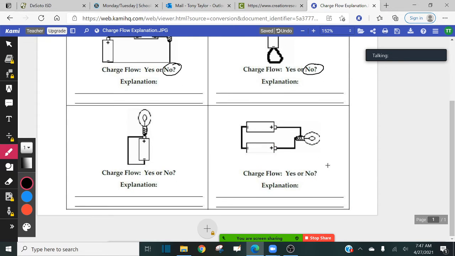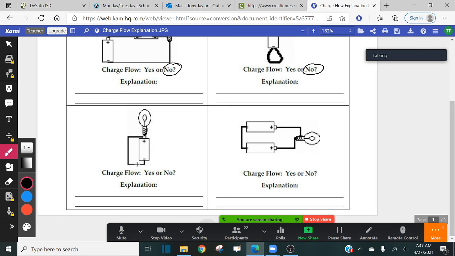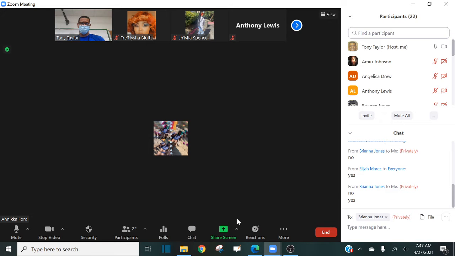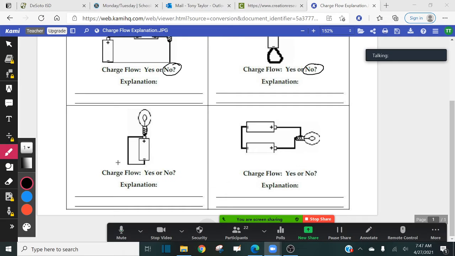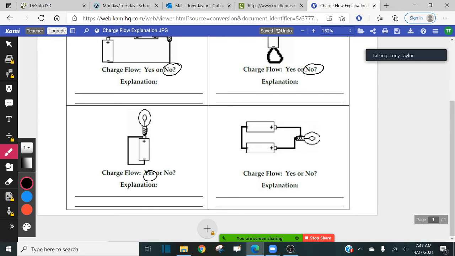What about this situation right here? Will we have charge flow? Yes or no? What do y'all think? Will the electrons flow here? Okay. So thank you for that answer. The answer is yes, there will be charge flow here, because notice both requirements are met. We have a battery and we have a closed conducting loop between the negative terminal and the positive terminal. So therefore, the electrons are going to flow from this end toward that end, and the light bulb will light up.